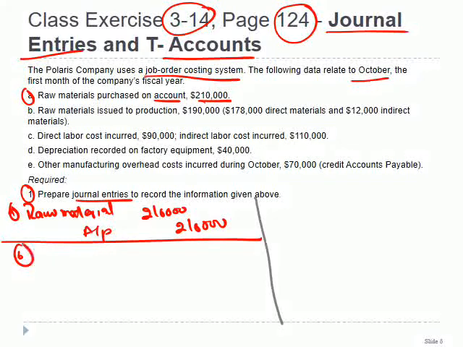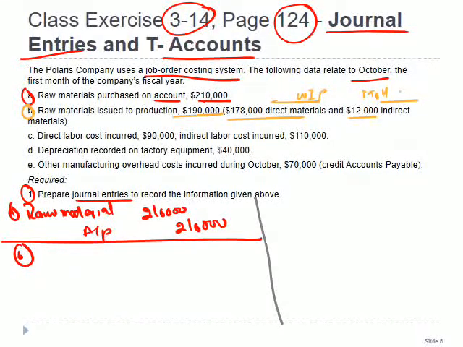The B part is raw material issued to production 190,000. Among this 190,000, 178,000 belongs to direct material and 12,000 belongs to indirect material. So when direct material is increased, that will go to work in process, and 12,000 is indirect, that will go to manufacturing overhead. And our raw material will be decreased by 190,000.